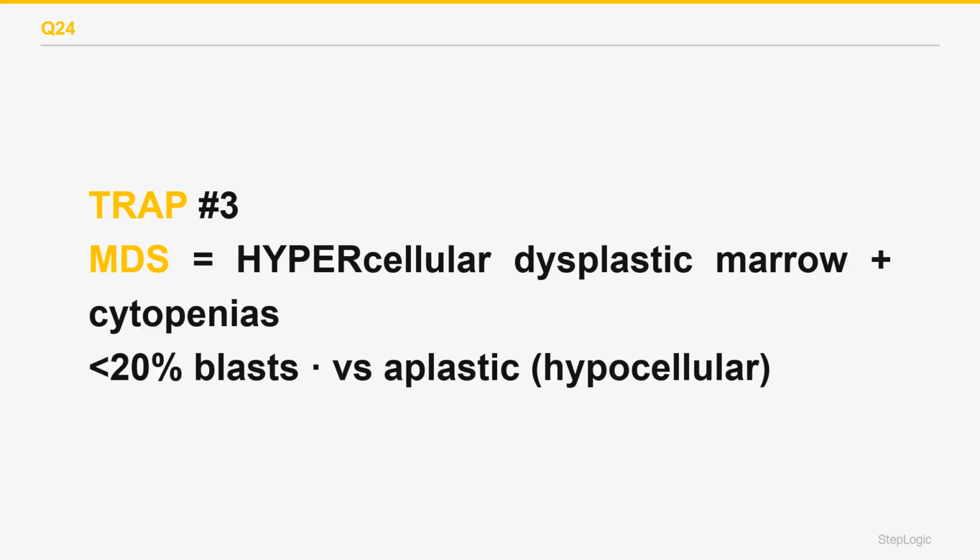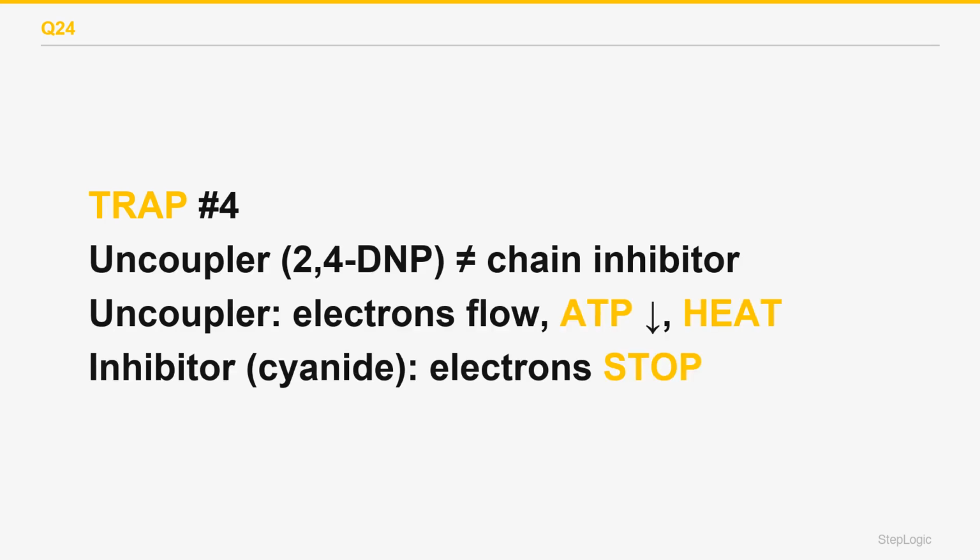Trap 3. Myelodysplastic syndrome causes cytopenias despite a hypercellular dysplastic marrow. Ineffective hematopoiesis with under 20% blasts that can transform to AML. Aplastic anemia has an empty marrow. Trap 4. An uncoupler dissipates the proton gradient, so electron transport continues but makes heat instead of ATP. A chain inhibitor like cyanide stops electron flow entirely. Opposite effects on electron transport.